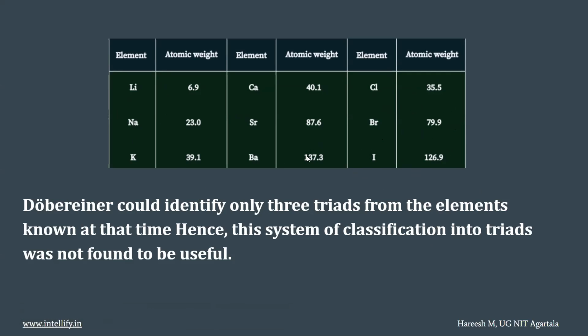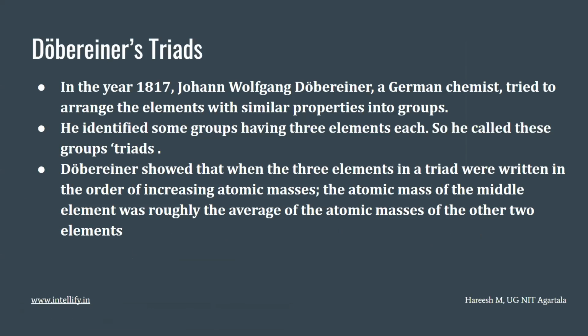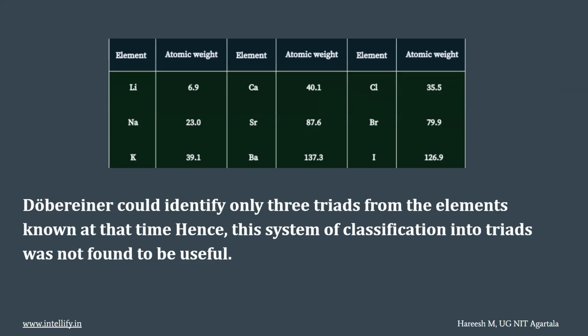Let's read the sentence once more and try to understand this. Dobereiner showed that the 3 elements in a triad, written in the order of increasing atomic masses, had the atomic mass of the middle element roughly the average of the atomic masses of the other 2 elements. I think it must be clear to you that if you add these 2 atomic masses and divide by 2, you'll get the atomic mass of sodium.